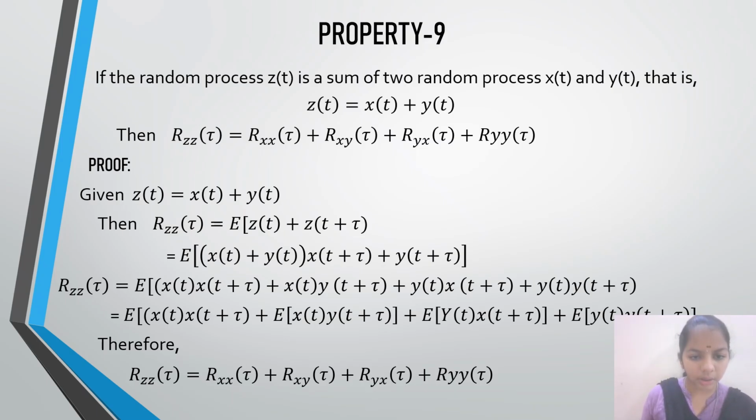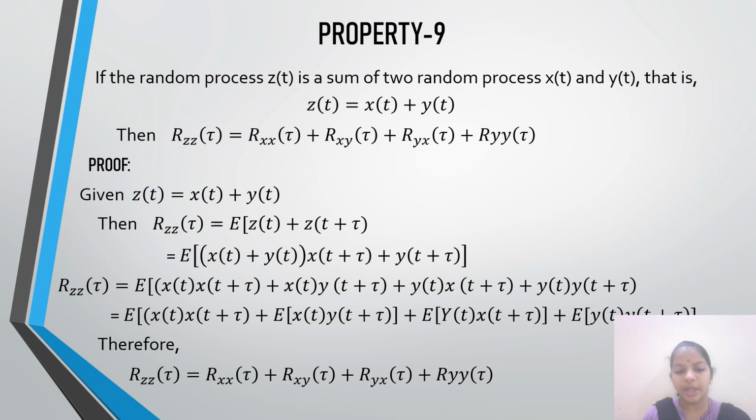Then Rzz(τ) = E[x(t)x(t + τ) + x(t)y(t + τ) + y(t)x(t + τ) + y(t)y(t + τ)]. If we multiply all the terms within the brackets, we get that equation. By applying expectation to each term, we get E[x(t)x(t + τ)] + E[x(t)y(t + τ)] + E[y(t)x(t + τ)] + E[y(t)y(t + τ)].